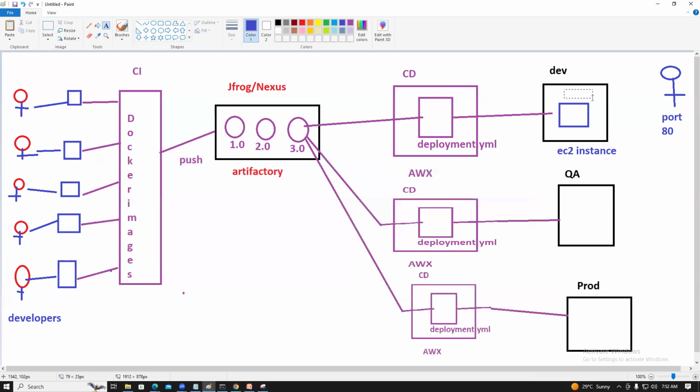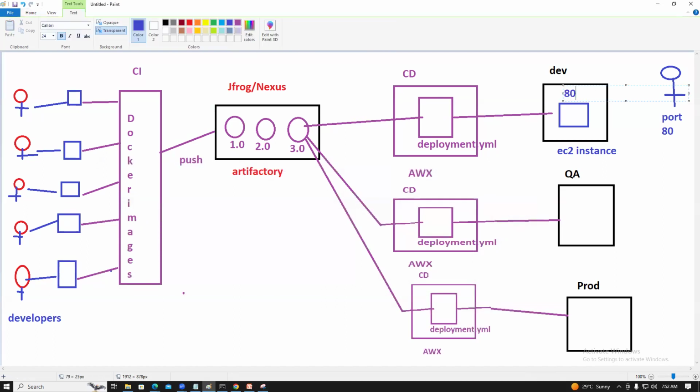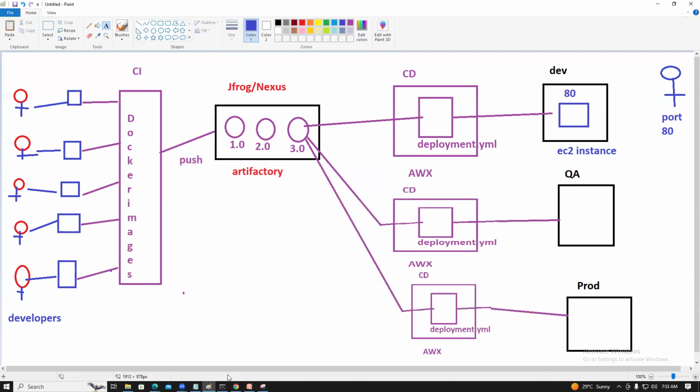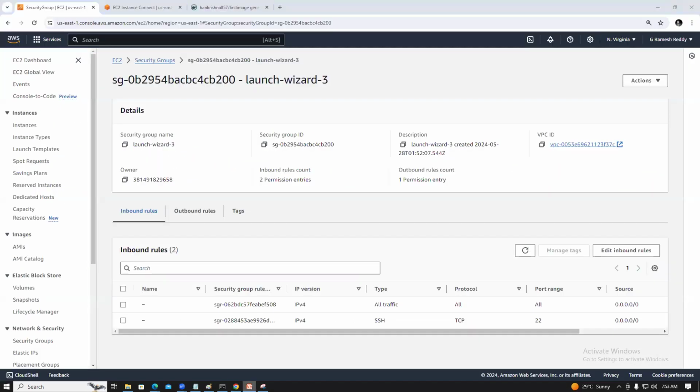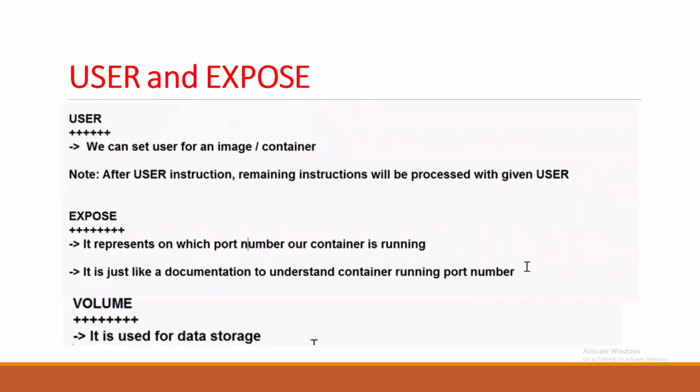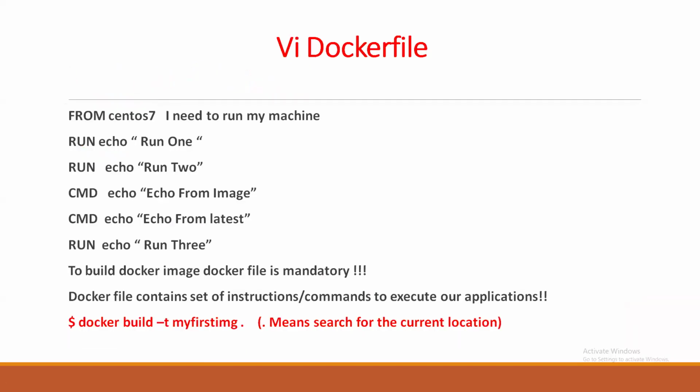In the Docker container itself, you need to enable the port number 80. That is nothing but EXPOSE. It represents on which port number our container is running. Our container is running on port 80. It's just like documentation to understand the container's running port number. So volume is used for data storage.